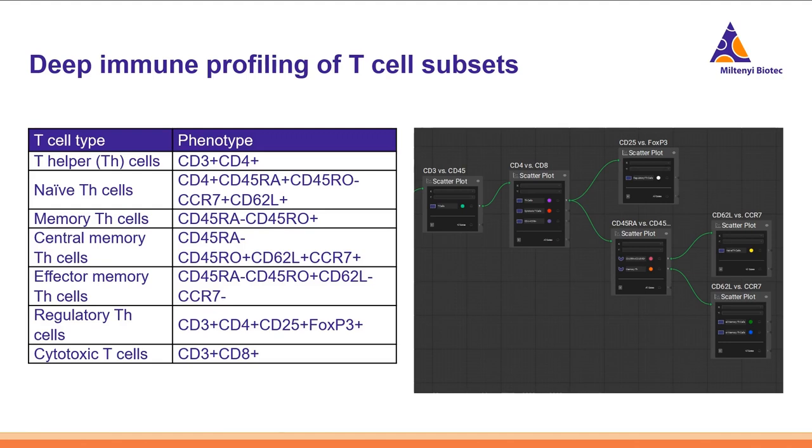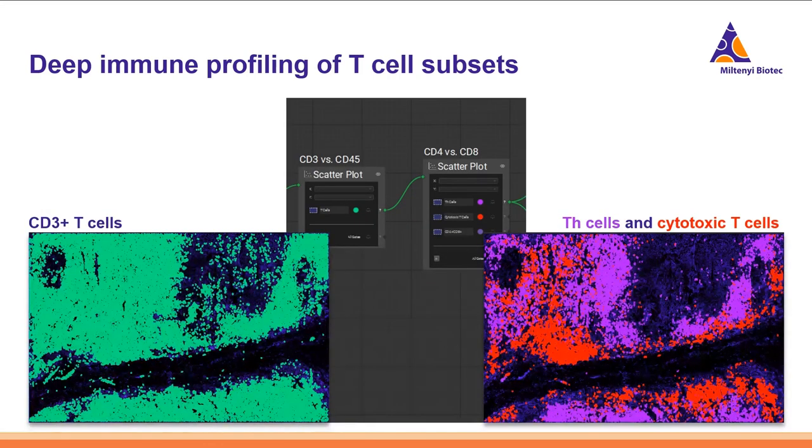So for example, I can take a scatter plot of CD3 expression and CD45 expression, and then gate and look at those that are double positive in both CD3 and CD45. And again, the nice aspect of this is it's not just that I have the population, but I can also see that on the image, which is the image in the bottom left-hand corner.